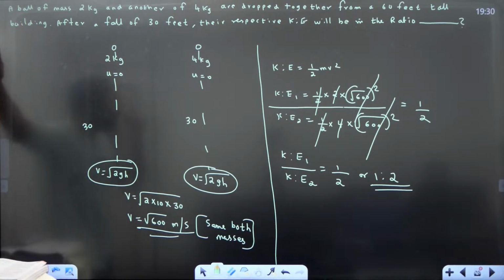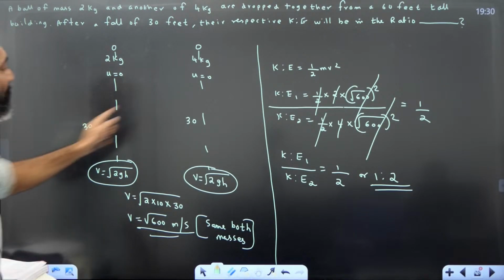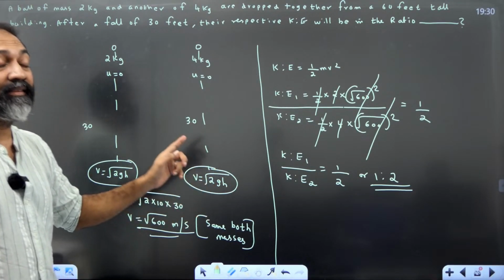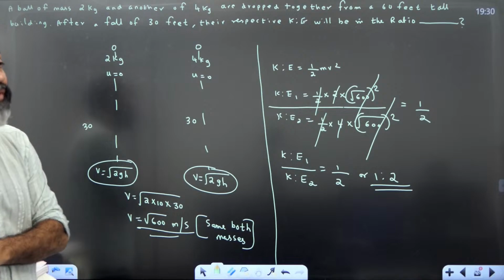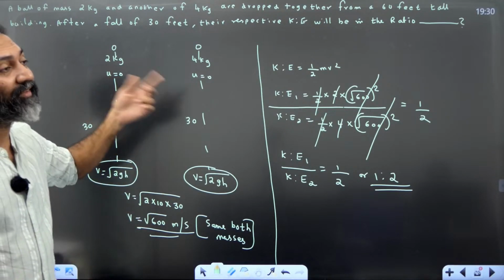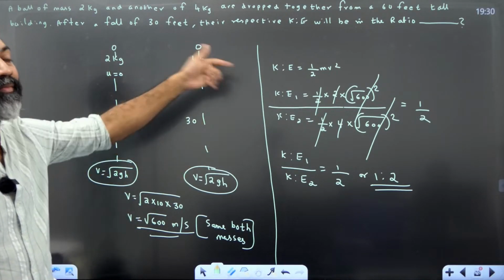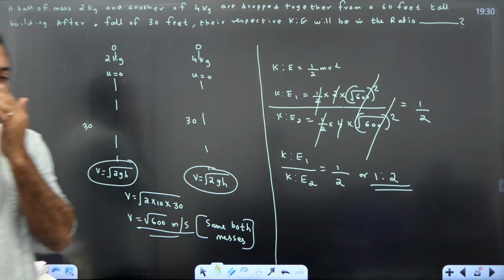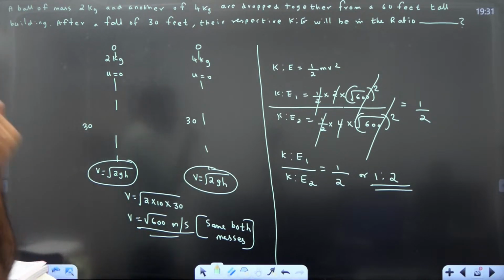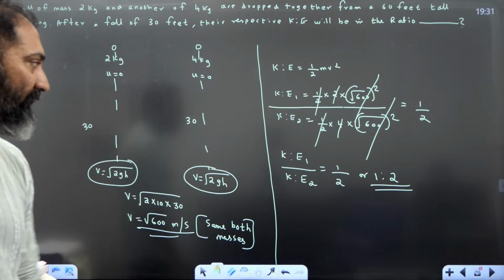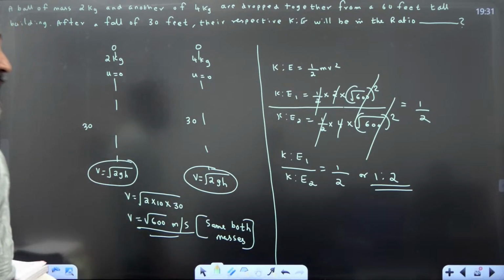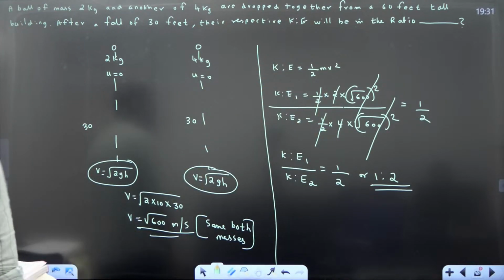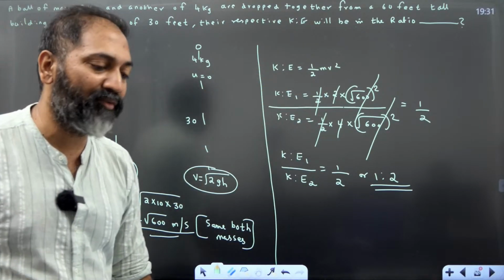The formula is root 2gh. Here the height is the same for both bodies. So the velocity after 30 feet is the same for both, because it does not depend on the mass of the body. But the change happens for the kinetic energy, which gives the ratio 1:2, because in the kinetic energy case there is mass. Since the mass is different, the kinetic energy will be different and the ratio will be 1:2.